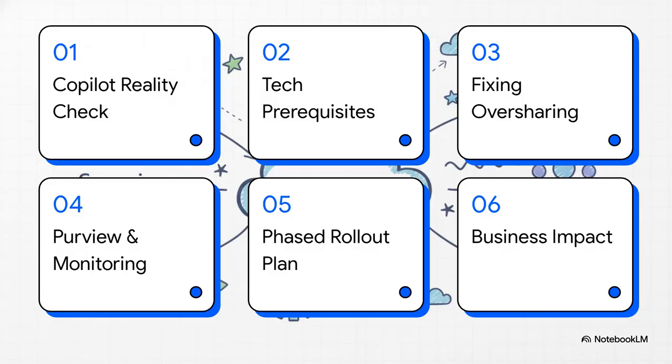Okay, let's dive into this. We're going to walk through a definitive 6-step blueprint to make sure your deployment is secure and actually successful. We'll do a reality check on your data, run through the strict technical prerequisites, fix the massive oversharing problem, lock things down with Microsoft Purview, map out a phased rollout, and finally, measure the actual business impact.